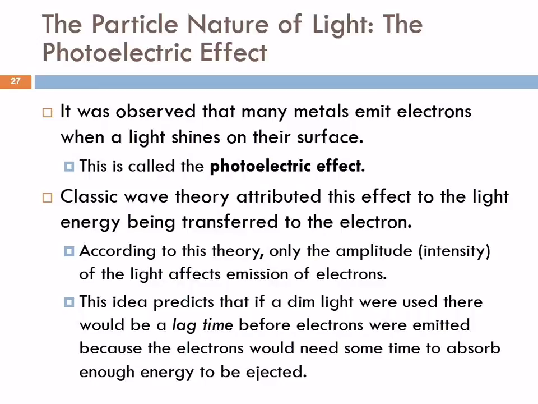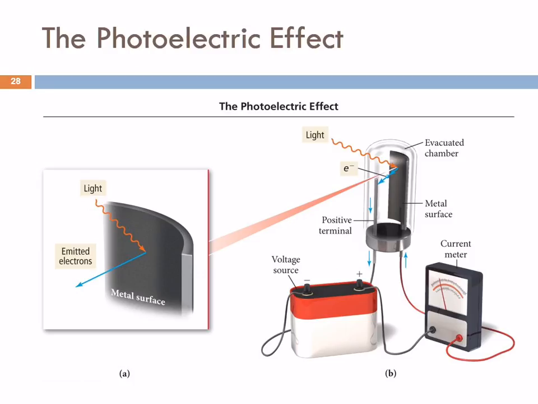But there must be some sort of a minimum threshold of light, and so we would expect that there'd be a lag time before the electrons were emitted. So you could use a dim light and you could still get electrons out, you just have to wait longer, because you'd have to wait for them to absorb the energy from the light. But that is actually not what happened.